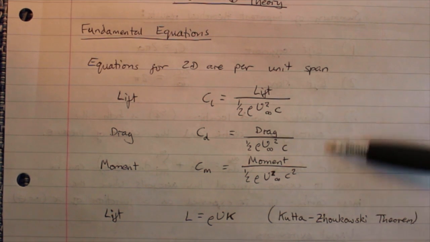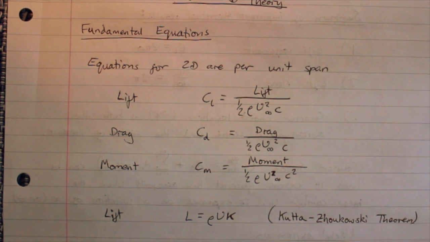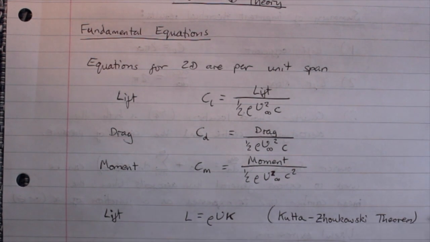All three of these equations have been modified so that they're per unit span, which is a much easier way of showing it for two-dimensional theory, so that when you apply it to three-dimensional, you can just multiply it by your wingspan of choice. Here we've got the lift equation, which is governed by the Kutta-Joukowski theorem, which essentially states that the lift per unit span is directly proportional to the circulation, which is this value k here.